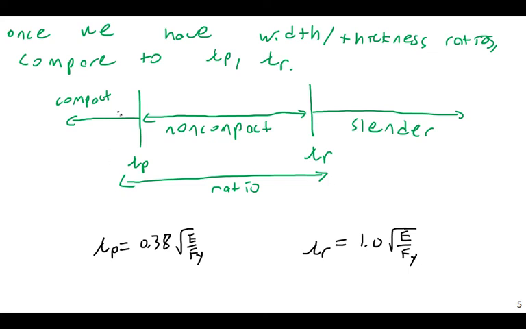And then you look at your number and your limiting width to thickness ratios for your flanges and say, okay, if it's less than lambda p, I have a compact flange. If it's between here, I have a non-compact flange. And if it's greater than lambda r, I have a slender flange. But what do you do with this once you have it? Once you know whether you're compact, non-compact, etc.